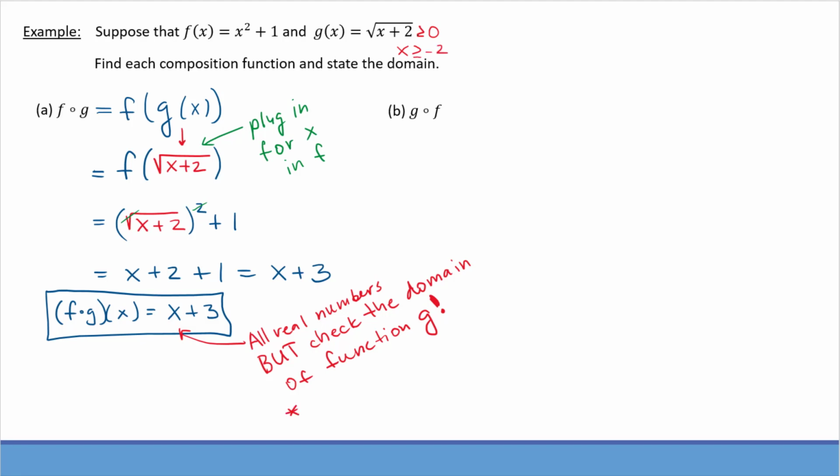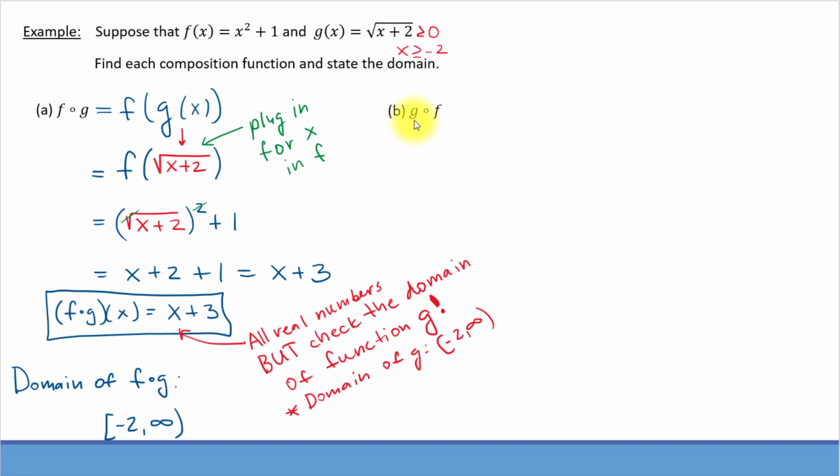So I'll make a note here that the domain of g is the interval from negative 2 to infinity. And therefore, the domain of the resulting composition function has to be restricted by this interval. So the domain of f composed with g is the interval from negative 2 to infinity. Now let's try the second example.